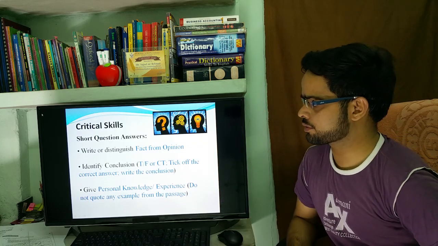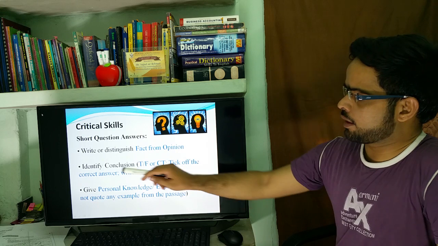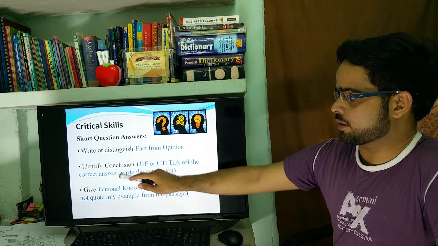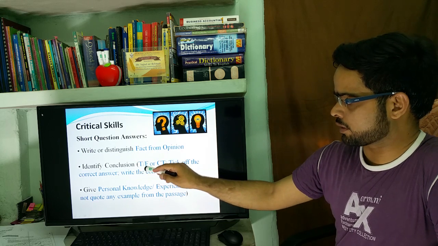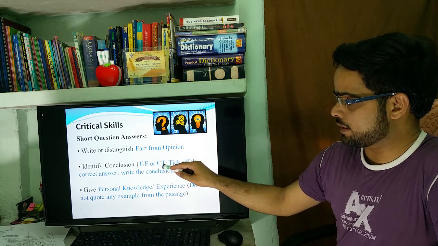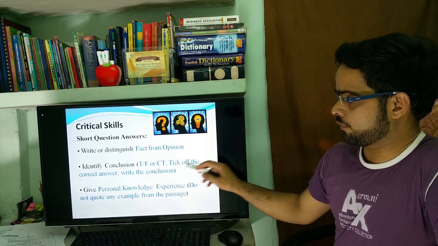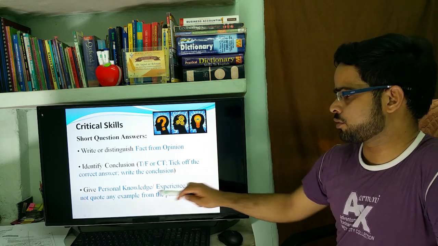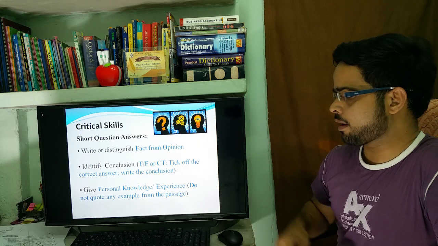In critical skills questions, short answer questions, write or distinguish fact from opinion. They might ask you to identify a conclusion, for example, true, false or can't tell. Tick the correct answer, write the conclusion. Give personal knowledge, experience. Do not quote any example from the passage.